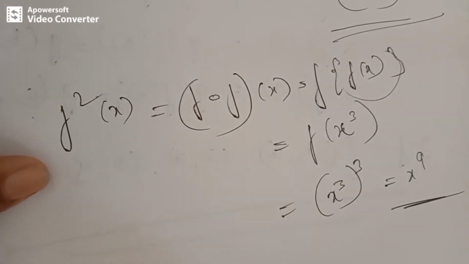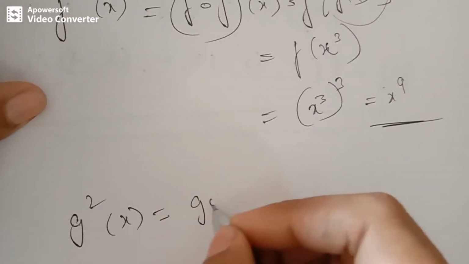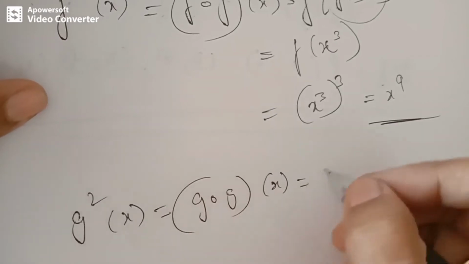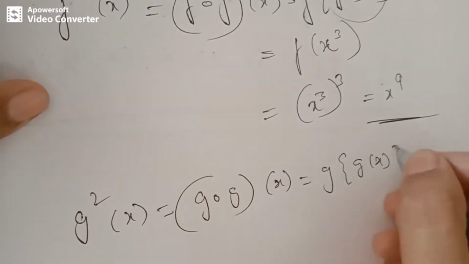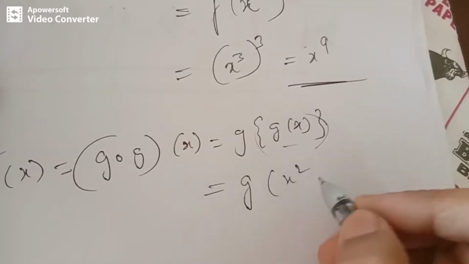Next, if we find g square, what is g square of x? Nothing but g composite g of x, or g of g of x. So what is g of x? G of x is x square plus 1. So let's write it in place of g of x. It's nothing but g of x square plus 1.